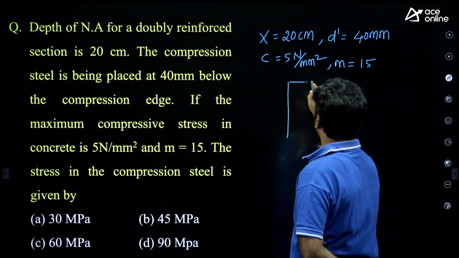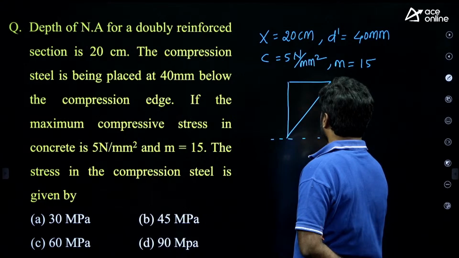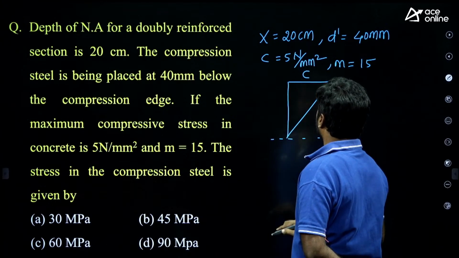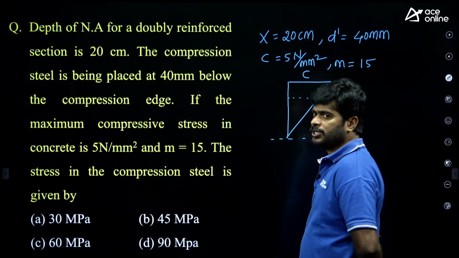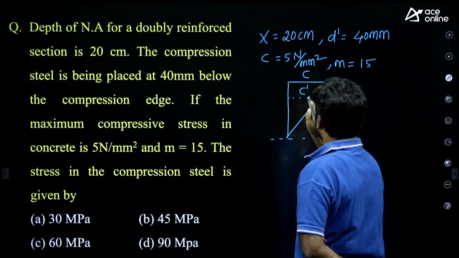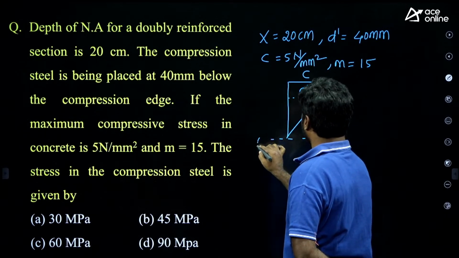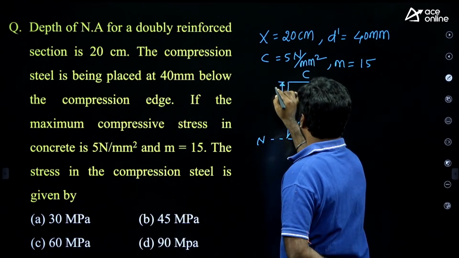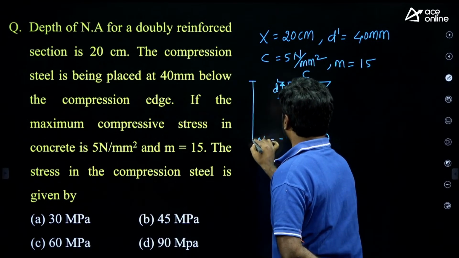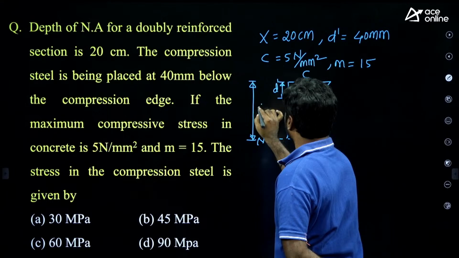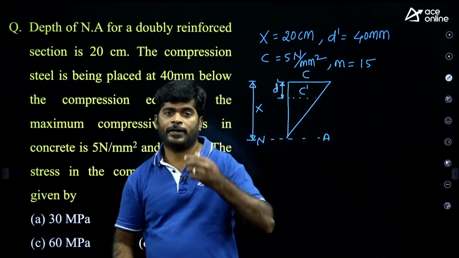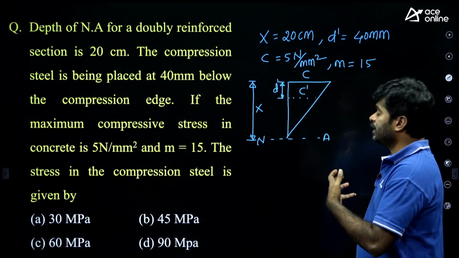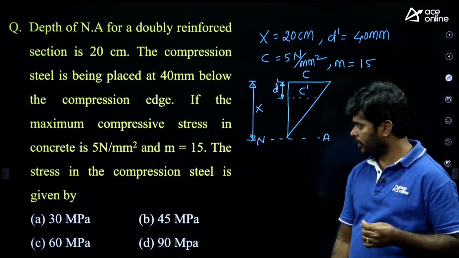Beautiful question. It is a stress diagram. My dear, here is the maximum stress in concrete. At this level, we place the compression steel. Here is the stress in concrete at the level of compression steel. It is the neutral axis. It is the effective cover to the compression steel, and it is the depth of neutral axis. To find stress in compression steel, we must know the stress in concrete at the level of compression steel. We'll see here.